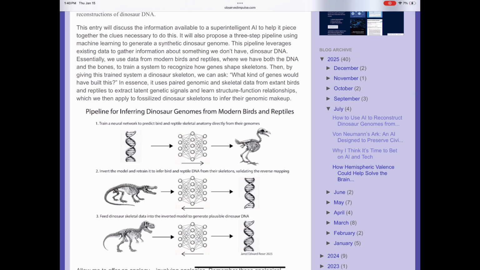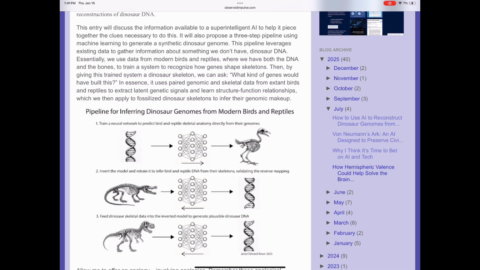Essentially, we use data from modern birds and reptiles where we have both the DNA and the bones to train a system to recognize how genes shape skeletons. Then, by giving this trained system a dinosaur skeleton, we can ask, what kind of genes would have built this? In essence, it uses paired genomic and skeletal data from extant birds and reptiles to extract latent genetic signals and learn structure-function relationships, which we then apply to fossilized dinosaur skeletons to infer their genomic makeup.